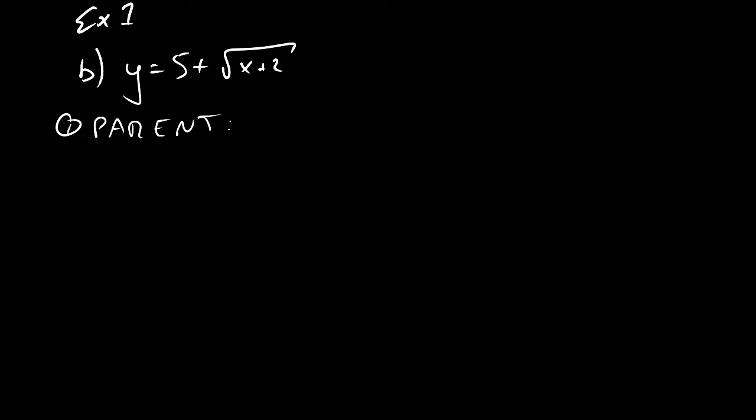What does our parent graph look like? Well, that's what happens when we take away all our numbers. So if we take away our numbers, we're just left with y is equal to the square root of x. That's going to be our parent graph.